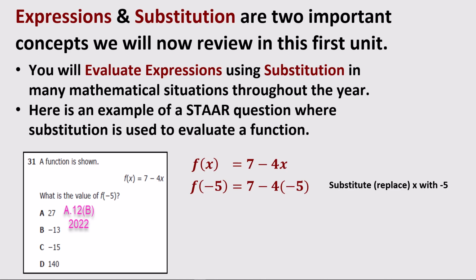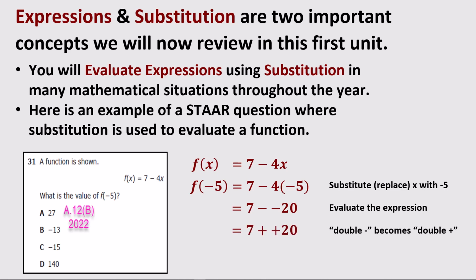And now we have f of negative 5 is equal to 7 minus 4 times negative 5. You substitute, or you replace, the x with negative 5. This is now worked out to be 7 minus negative 20. We evaluate this expression, and remember, double negative becomes double positive, and then the final answer is 27.